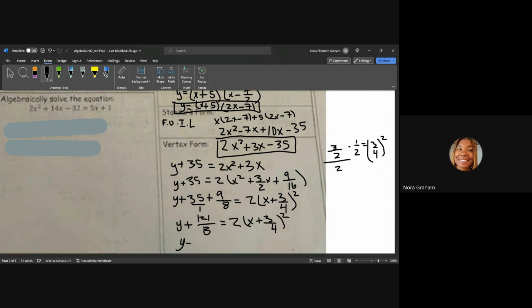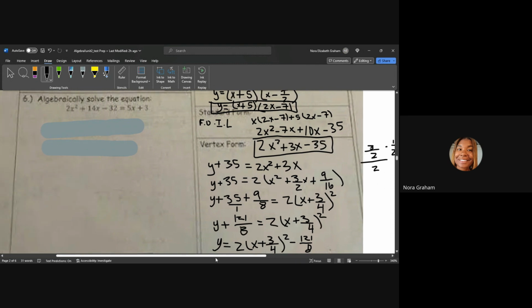So our final answer would be y by subtracting this 281 over 8, 2 times x plus 3 over 4 squared minus 281 over 8. And that would be our final answer. If you do want to turn this last fraction into a mixed number, you can go for it. But that's as far as I'm going to go with this one.